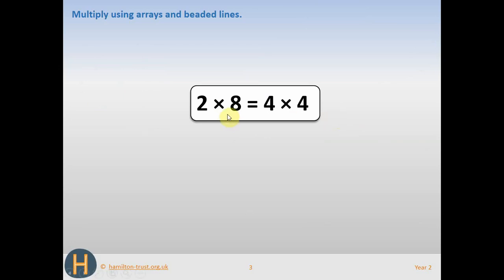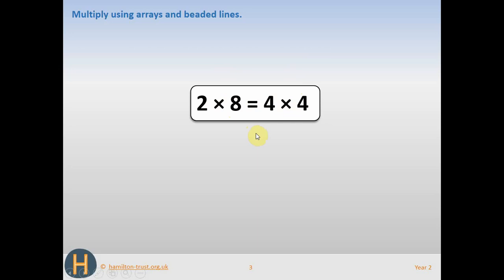2 times 8 is the same as 4 times 4. Okay, I always like to put the numbers above it, so I would do my sum 2 times 8 and I would put 16 above, and I would do 4 times 4 and I would put that answer above. I might need to do an array for that one, that's fine, but I like to put the answers above just so I can see what the numbers are, because it might be that in other sums we use a greater than or a less than sign.